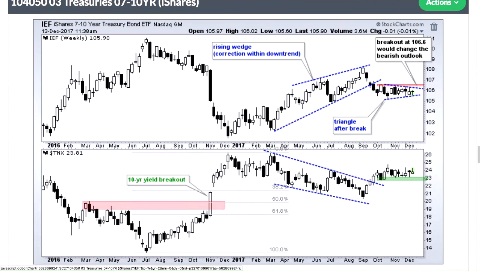And if we break support here, that argues for continuation lower in treasury bonds. And this high here from October is kind of like the line in the sand. If we break 106.6, then we have to reassess our, or my, bearish outlook here. And the bottom window shows the 10.